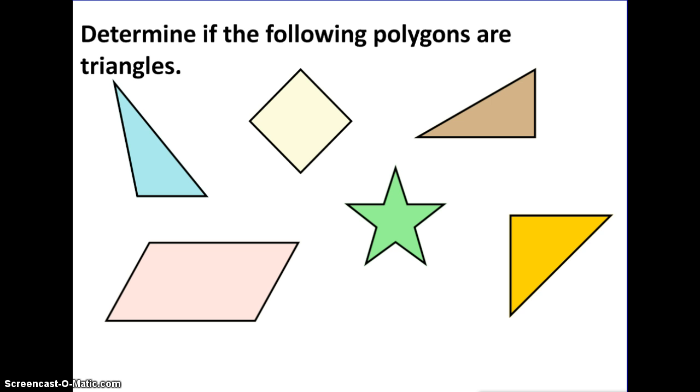Alright, so it's our job to determine which of the following polygons are in fact triangles. So this should be pretty simple. 3 sides, triangle. 4 sides, not. And this star is obviously not a triangle.